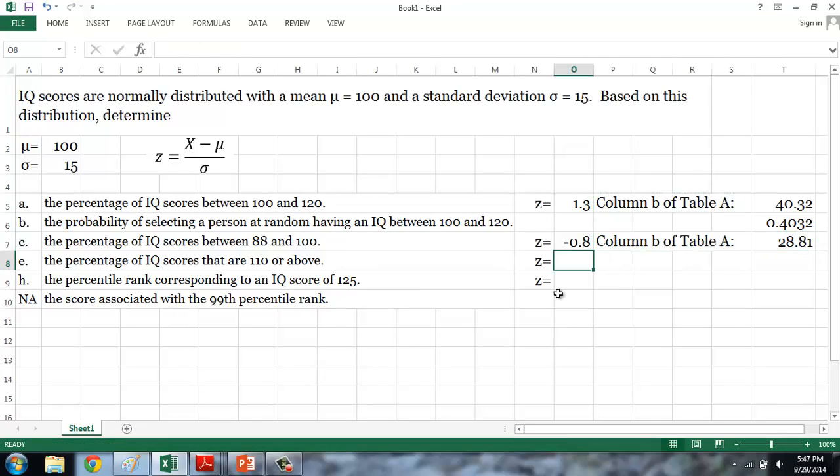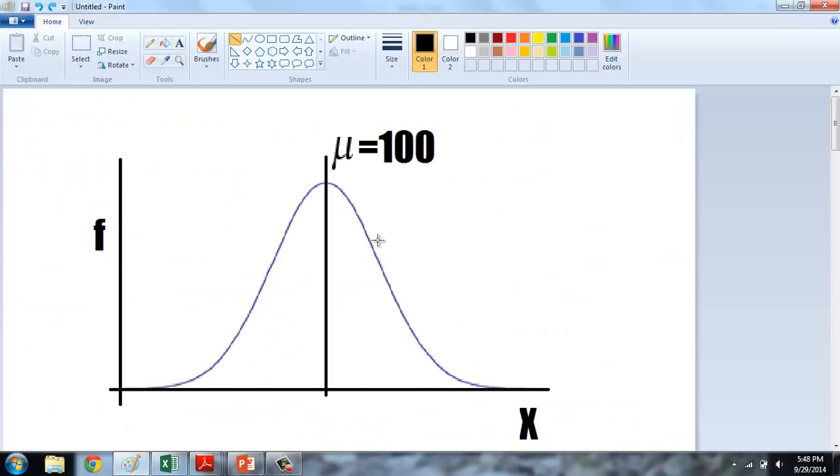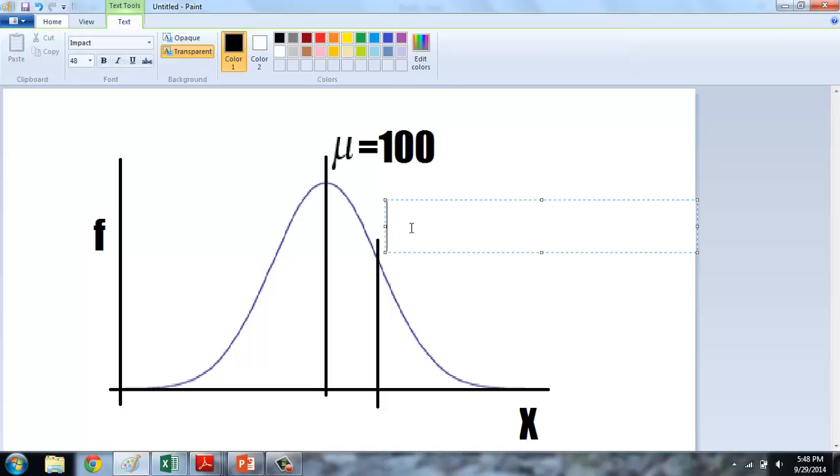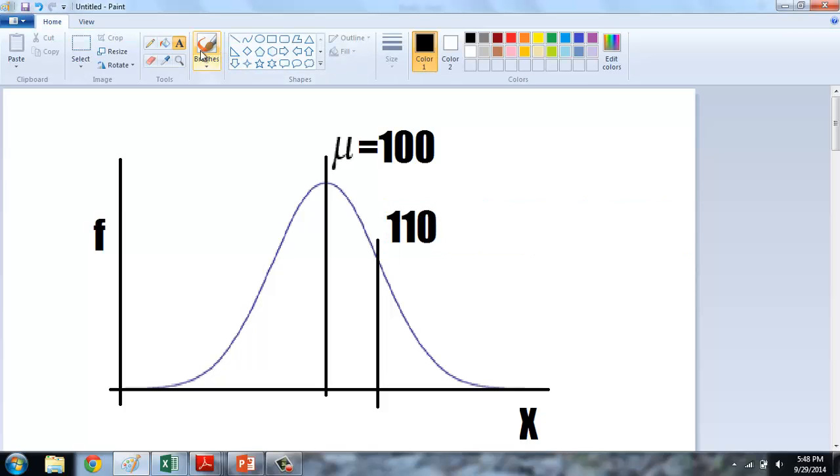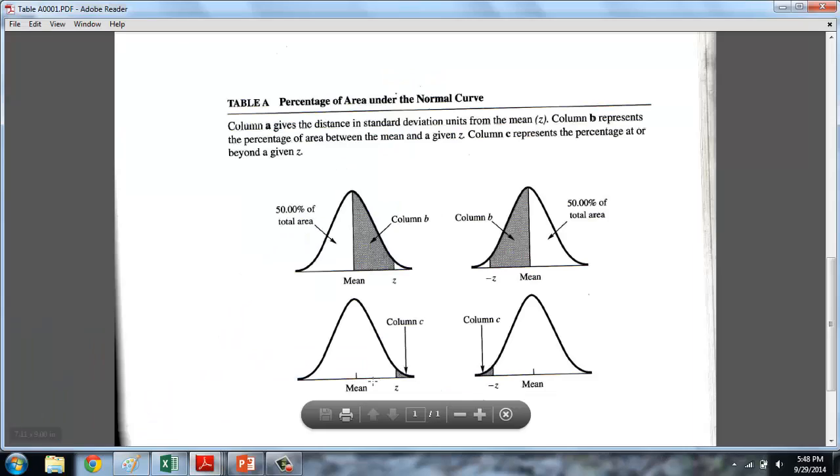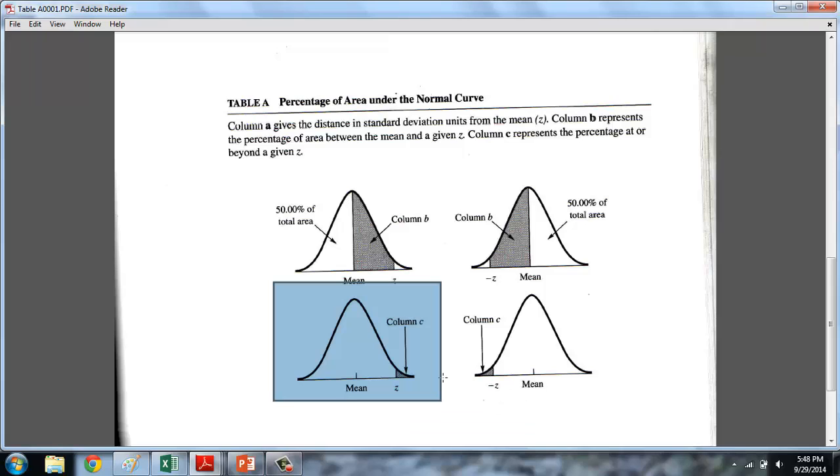The next question asks for the percentage of scores that are 110 or above. So I'll draw a line and mark it as 110, but in this case, we're looking for this area, the percentage at 110 or above. The shape of this area corresponds to this picture. We're looking for a percentage at or beyond a given score, and this can be found in column C of the table.